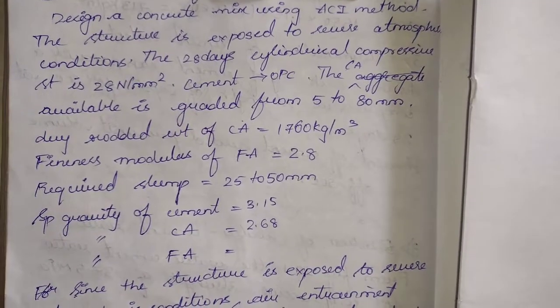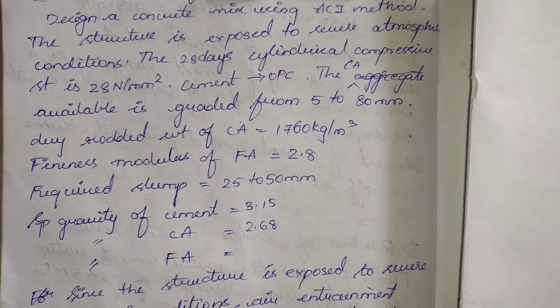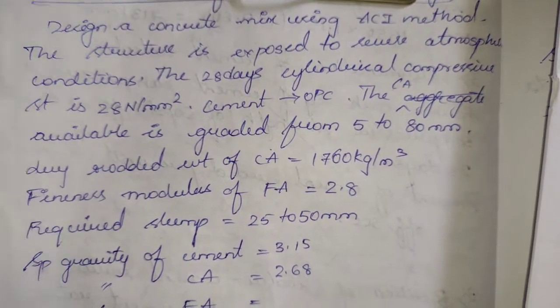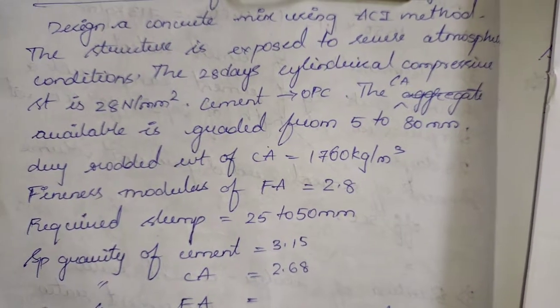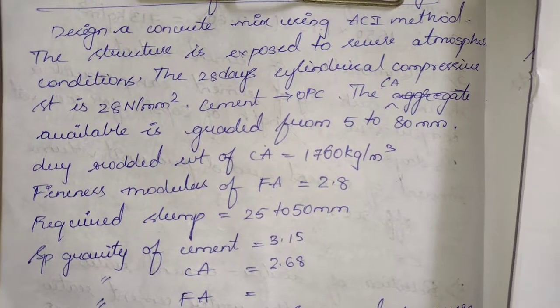Today we are going to discuss the ACI method of concrete mix design. So let us solve an example for that. Here we have to design a concrete mix using the ACI method. The structure is exposed to severe atmospheric conditions.